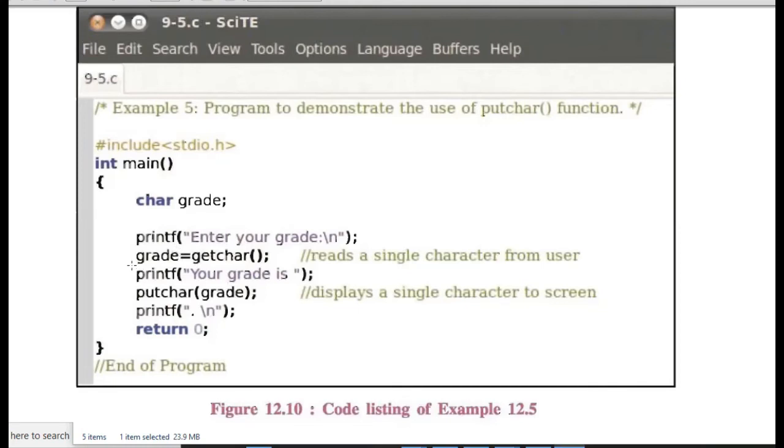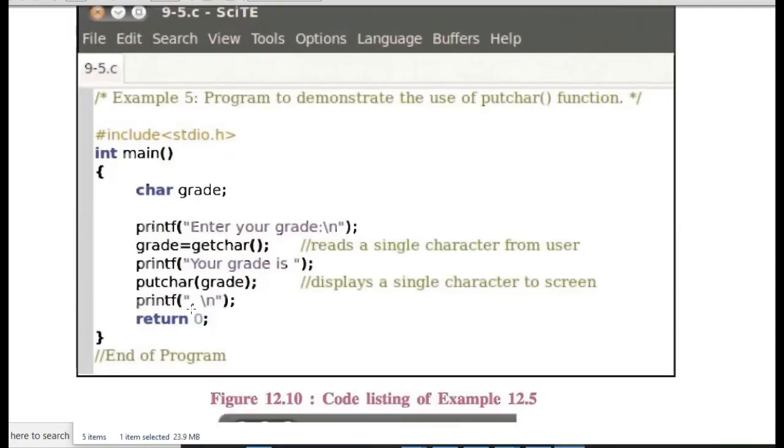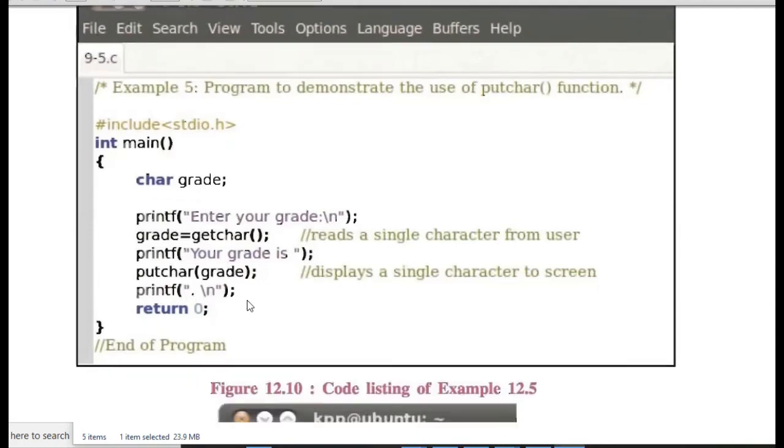Now it's time to show whatever is stored in this grade variable in the output. So printf, your grade is. As it is, this text will be shown in the output. Then to show the output, we are using putchar, and in parenthesis the name of the variable that has that value, that is the grade variable. Then this is printf backslash n, for a line break. So after grade there is a period sign and we will have a line break.